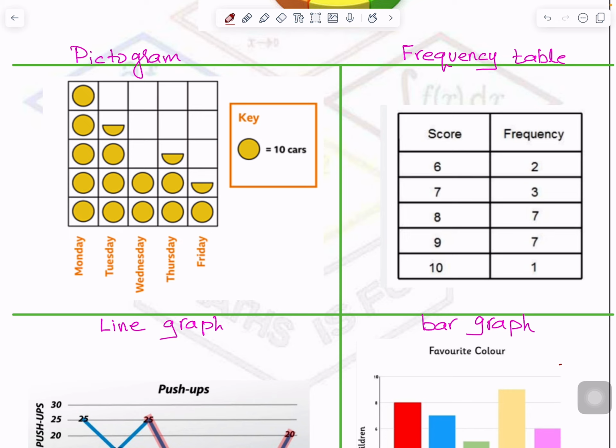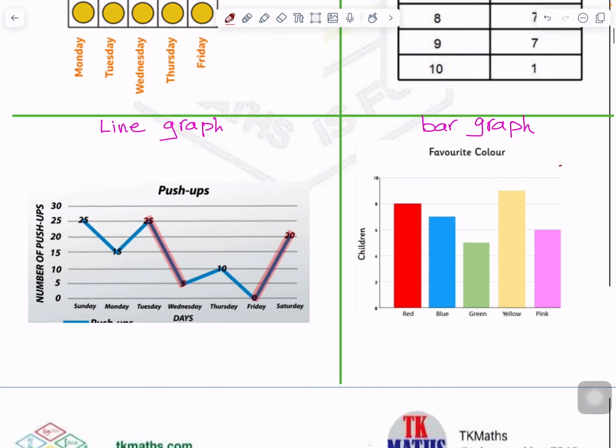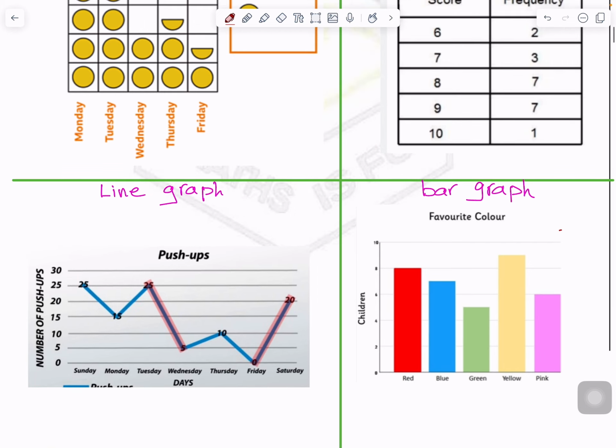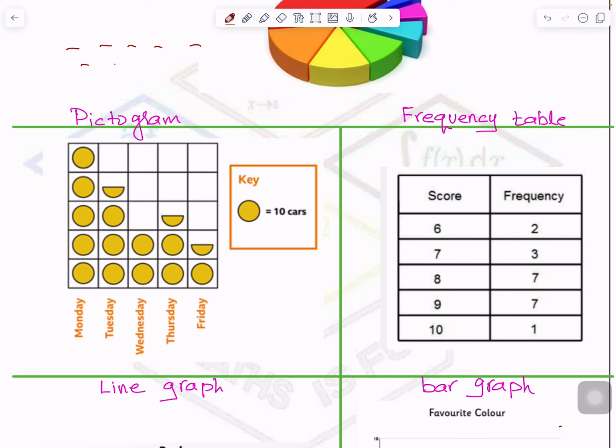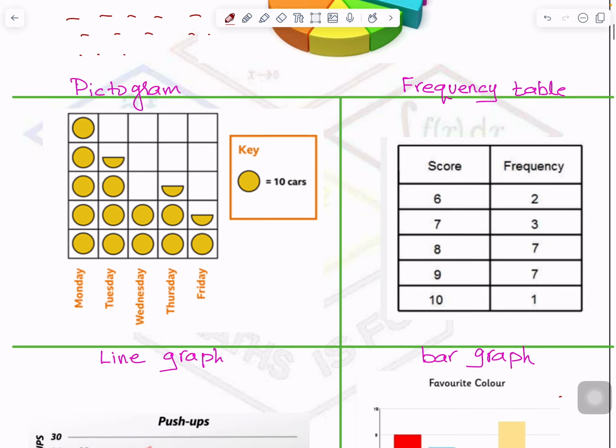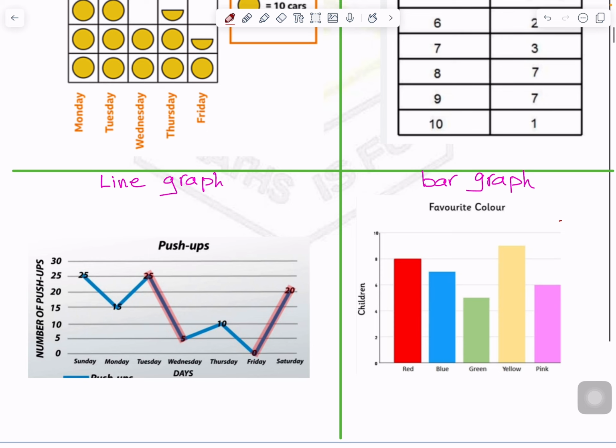So next is frequency table, which is talking about scores. So maybe marks, how many students score those marks. And similarly, line graph is number of push-ups on each day. So maybe people are exercising, so they are calculating that data. So this is called data. Whatever information we are gathering about certain thing, that is called data, and how we present it. Because you can imagine if all the numbers are just written like this on the page, how difficult it would be to understand what we are talking about. Whereas if it is presented in one of the graphical form, it becomes easy to study.